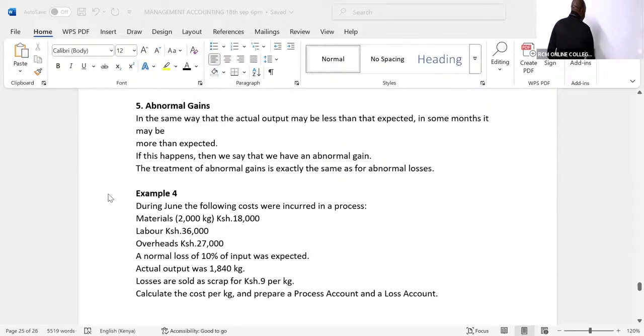So we have here a throughput account is over. So we have a process account. We have description, units, cost per unit, value.